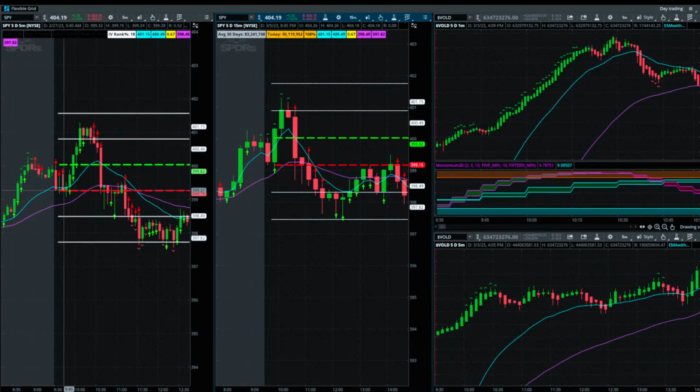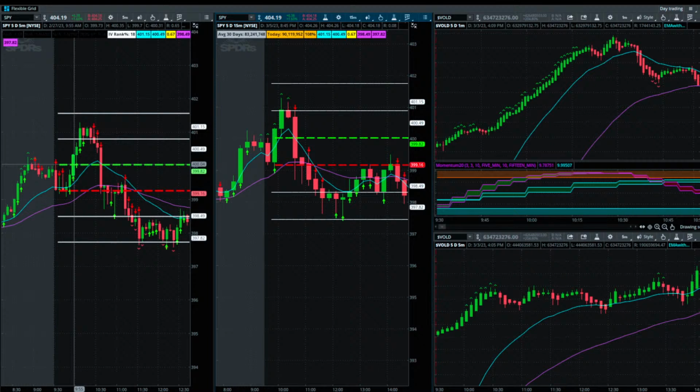So from here, we bounce on support, we take our call, we play it up here, we hit our target of 400. This is where I personally would take profits. Now, if you know me, I would have taken profits on this candle when I got my 5%. However, if you like to hold it and you're okay, then you could play it up here and you play it to 400.